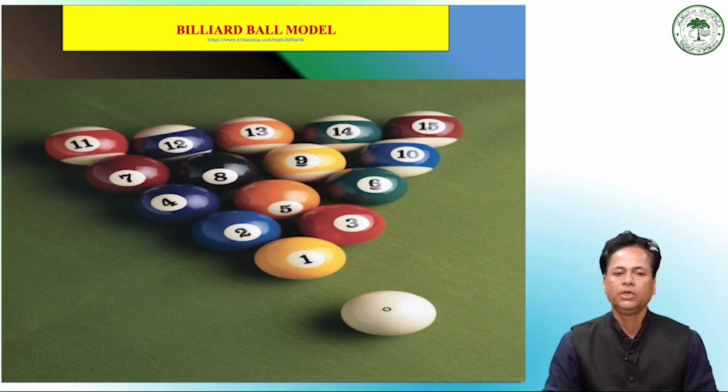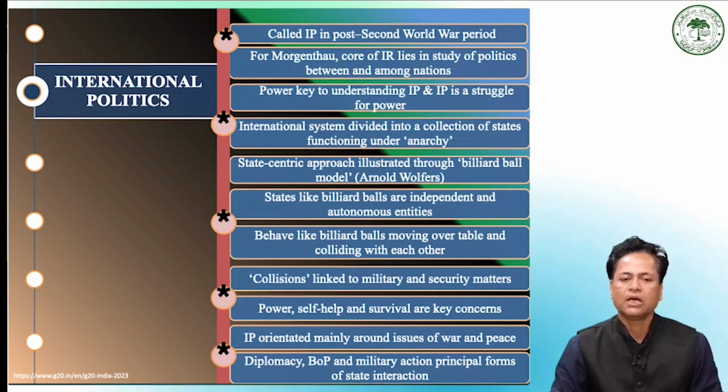Let me show you the billiard ball model of international politics. You can see how these balls are there and they can be equated with the working of the sovereign state system. They are different from each other. At the same time, they are operating on the same principle under international politics. States are compared with billiard balls and are viewed as independent and autonomous entities. Sovereign states behave like a collection of billiard balls moving over the table and colliding with each other.